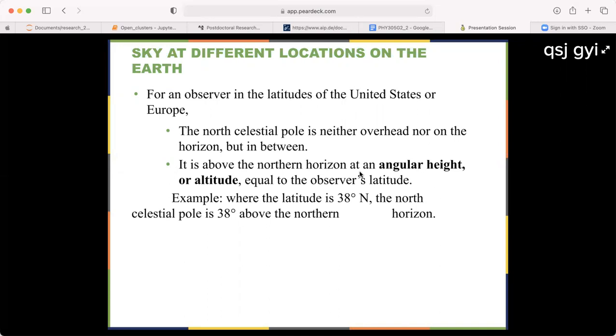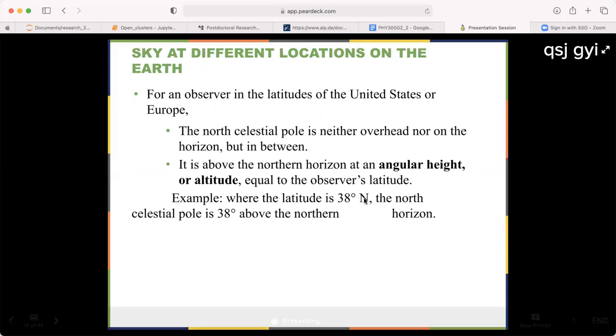If you are about halfway up from the equator, let's say around 40 degrees latitude, then your north celestial pole is not above your head, and it is also not on the horizon, but it should be in between. I assume that you can understand this. So what will normally happen is it is above the northern horizon at an angular height equal to the observer's latitude. Now, this is very important. Even if you draw a diagram, you can understand this. If you are at 40 degrees latitude, then the celestial pole should be at an angular height equal to 40 degrees.